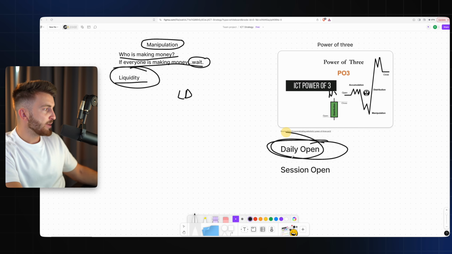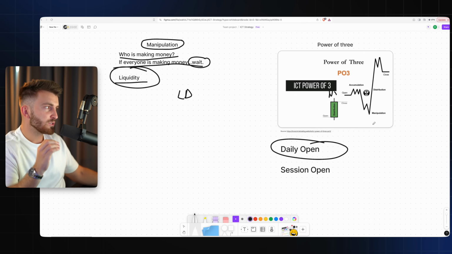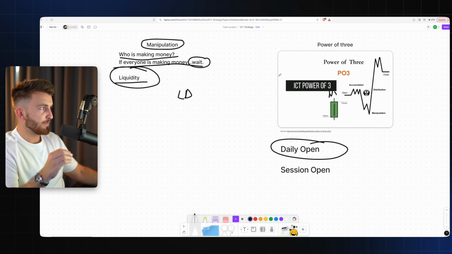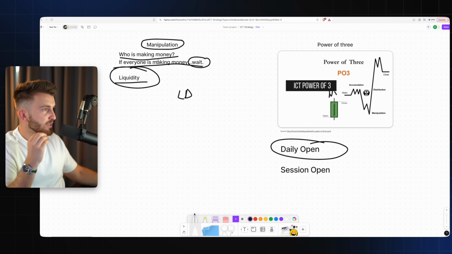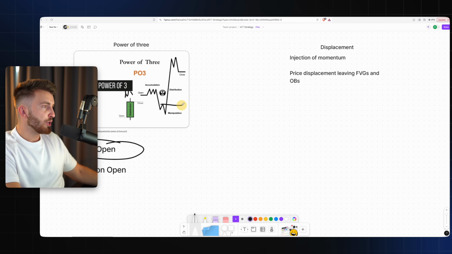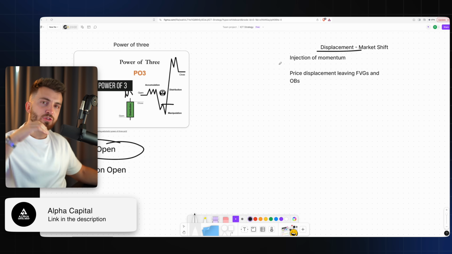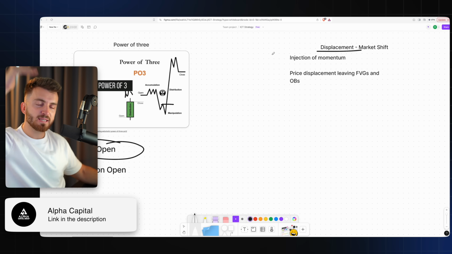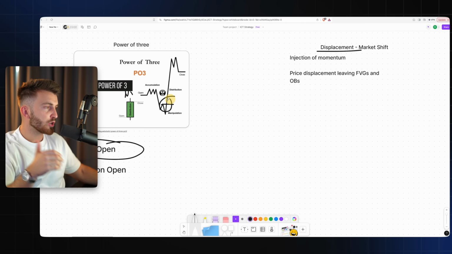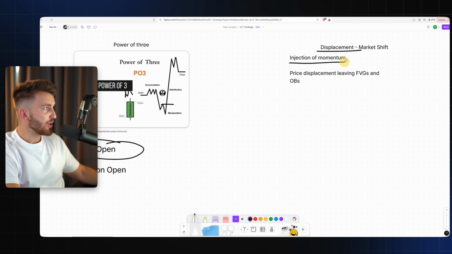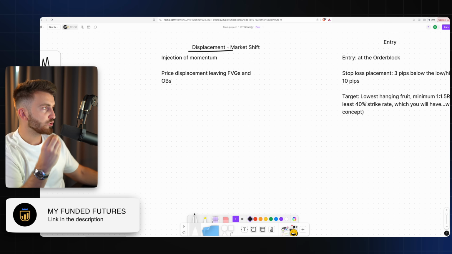So daily open and session open are going to be the most important concepts that you should think about. And for power of 3, you simply need to ask yourself, who is making money? And then after this manipulation, what you are going to look for is for displacement. And displacement is basically a market shift. So it's going to be the same. Even though displacement is an injection of momentum, it doesn't have to be a shift. In this case, we are going to use it as a market shift. That's where you have the injection of momentum, and that's where you have the price displacement leaving fair value gaps and order blocks. And that's where we are going to execute.